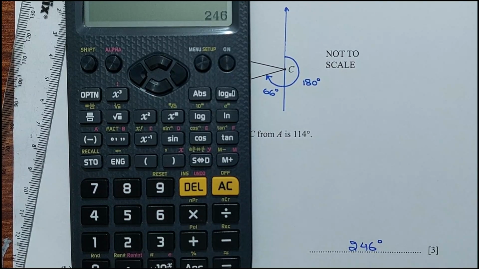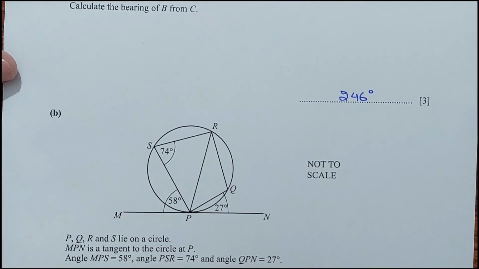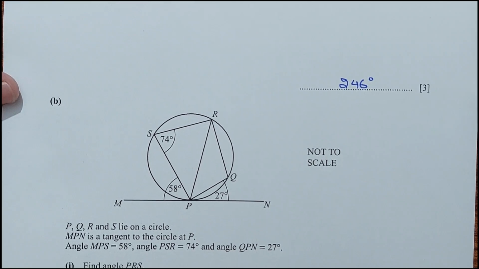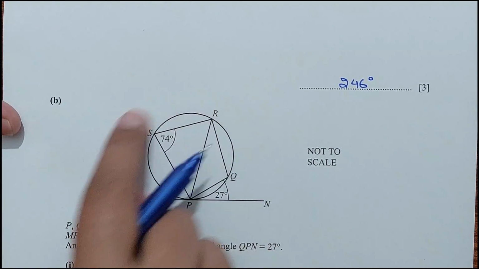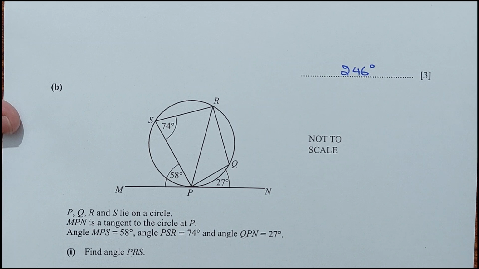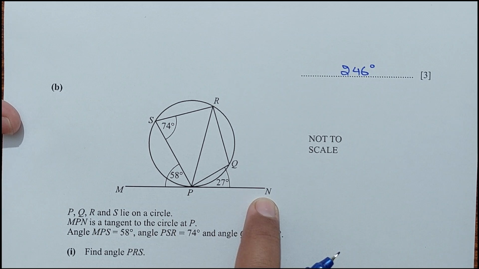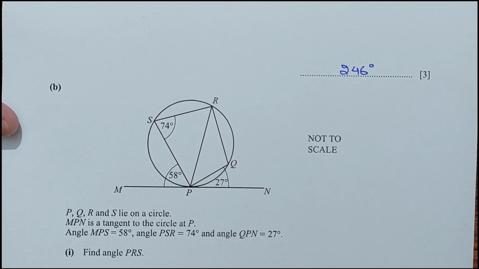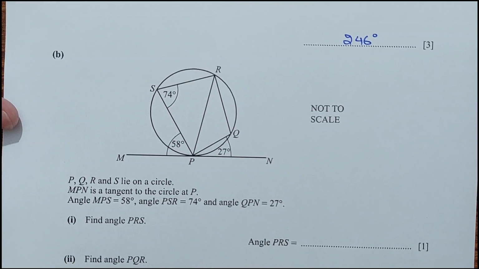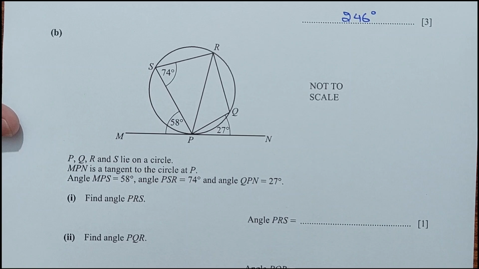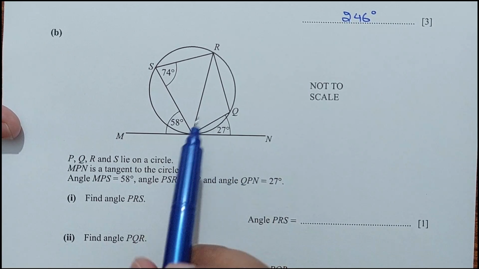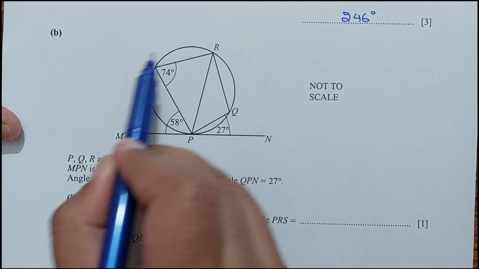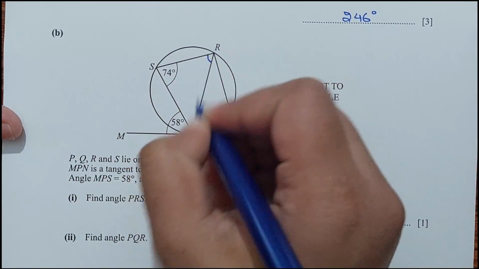246 degrees, right? Now moving to part B. P, Q, R, and S lie on a circle. MPN is tangent to the circle at point P, and angle MPS is 38 degrees, angle PSR is 74 degrees, and angle QPN is 27 degrees. Number 1, calculate the angle PRS, right? This angle we have to measure, P, R, and S.